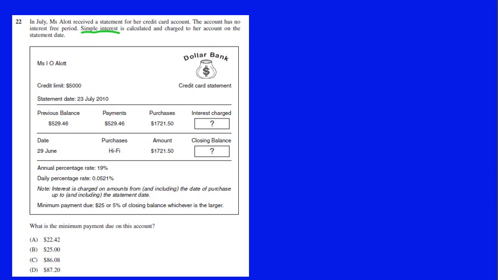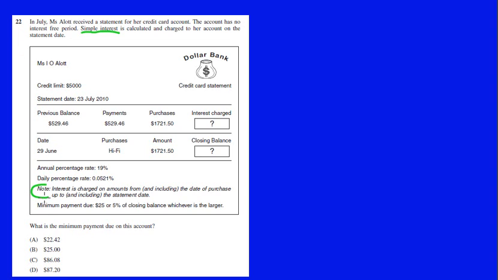If they don't mention simple interest, then it will be compound interest in this particular case. But this question, as you can see, mentions that it's simple interest. It also says that it has no interest-free periods, which means that the interest will be charged on the very first day that I purchase it.